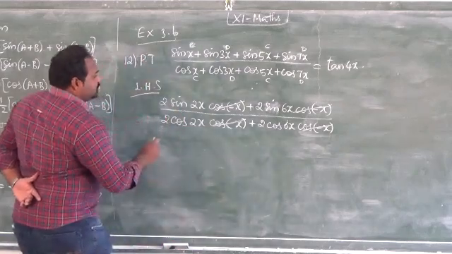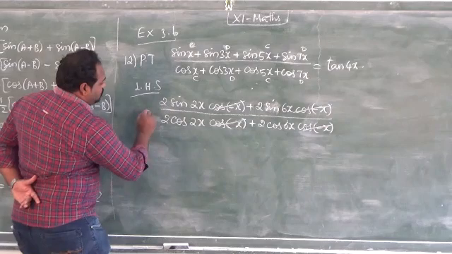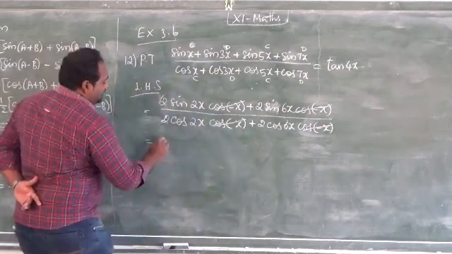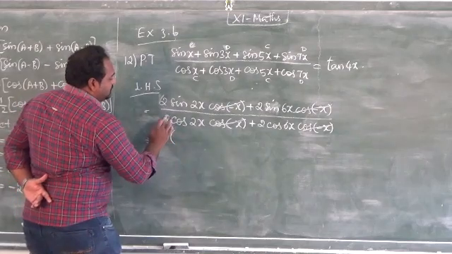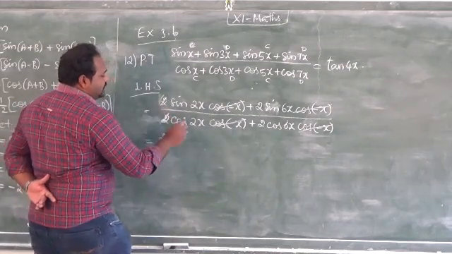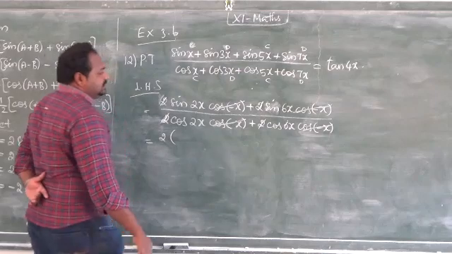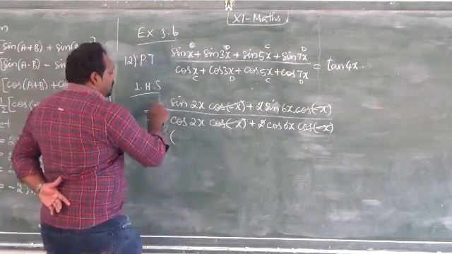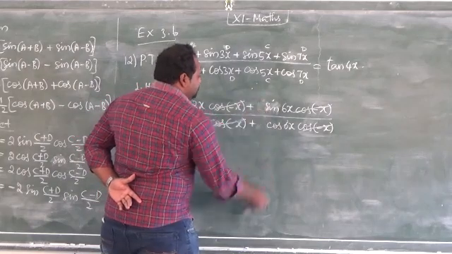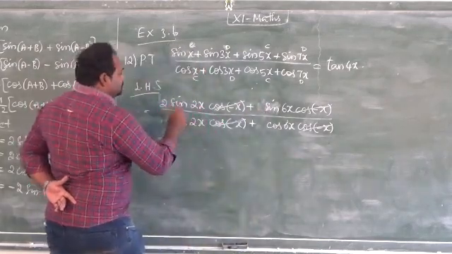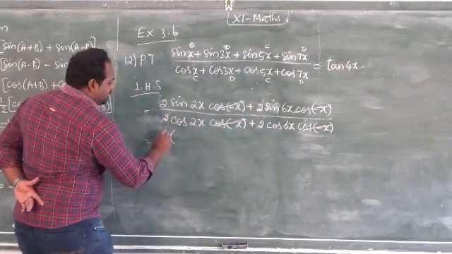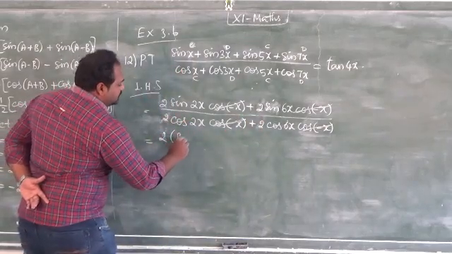Remaining we have 2, we can cancel it. So okay, we can take a 2 commonly outside. 2 we can cancel, 2 we can cancel it. Otherwise, if you have confusions, we can take 2 commonly outside in the numerator.